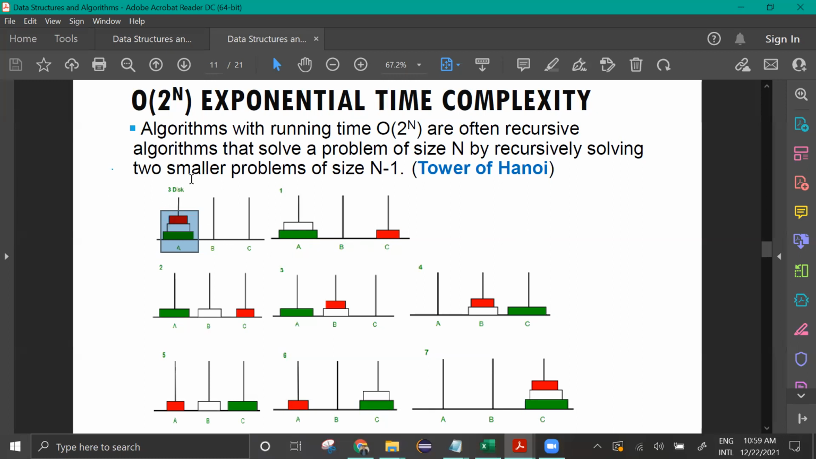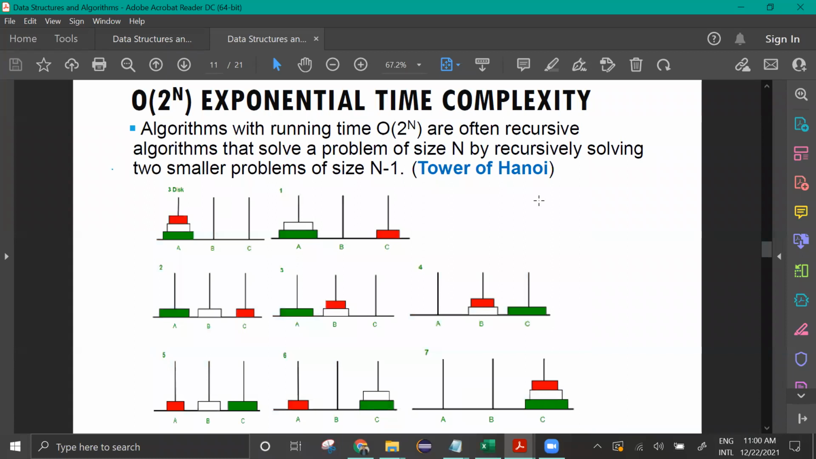So first we have to move the red one to C, and then the white one to B, and then the red one to B, then the green disk to C, and then red to A, and then white to C, and then red to C. So the number is n. 1, 2, 3, 4, 5, 6, 7.